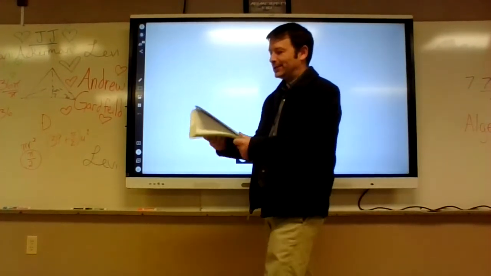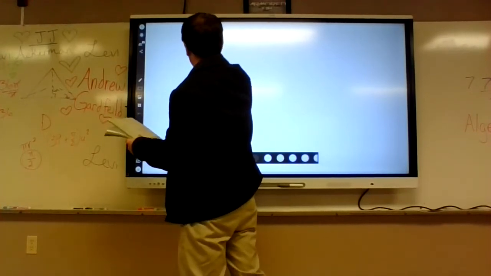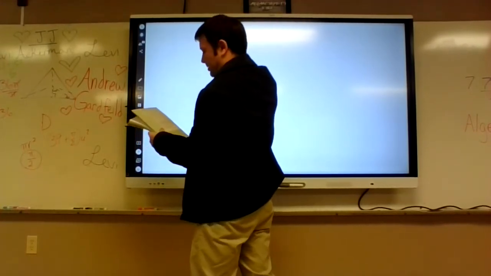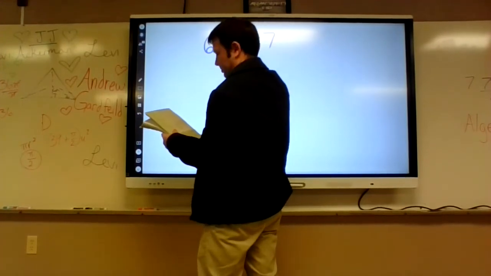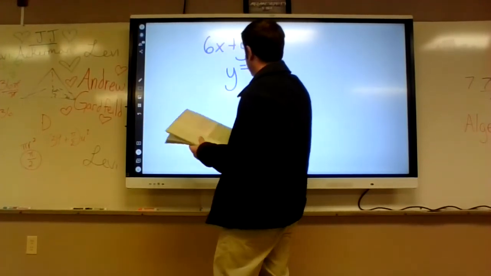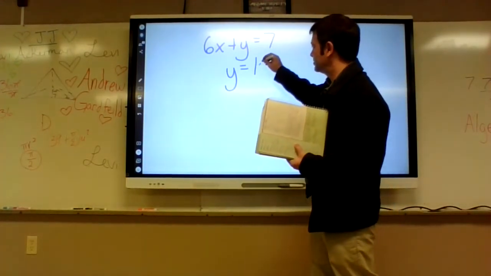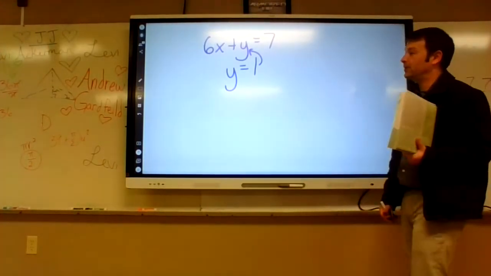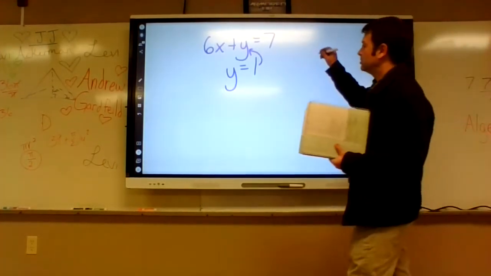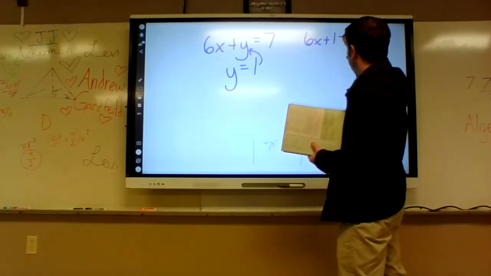Number 13 says solve each system using the method of your choice. So you can do whatever you want to. Actually, there's not a lot of options for number 13 because they tell us what y is. So really all we can do is put that in the other equation and figure out what x is. So 6x plus 1 equals 7.